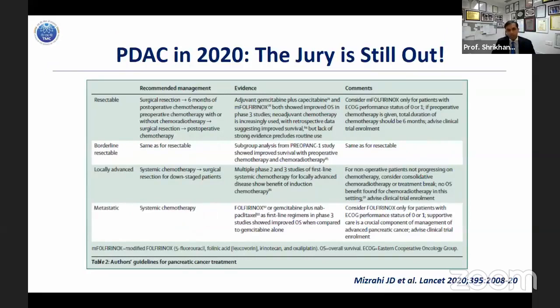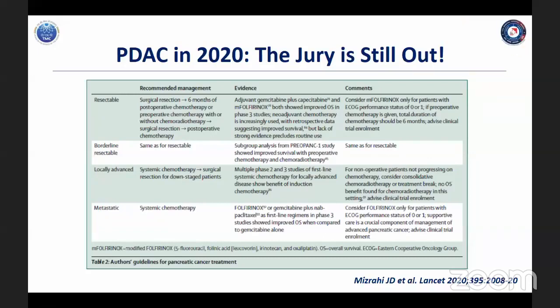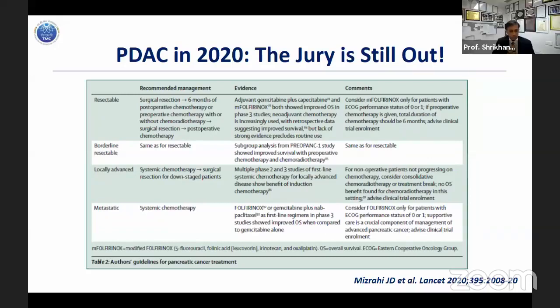This is towards the end now. So what would I do for pancreatic ductal cancer in 2021? For resectable disease, surgical resection, 6 months of post-op chemo or pre-op chemo with or without chemoradiation, followed by surgical resection and post-operative chemo. I think we would do the second part in cases where the ABC is bothering us. Otherwise, vast majority of upfront resectable would be resected first.